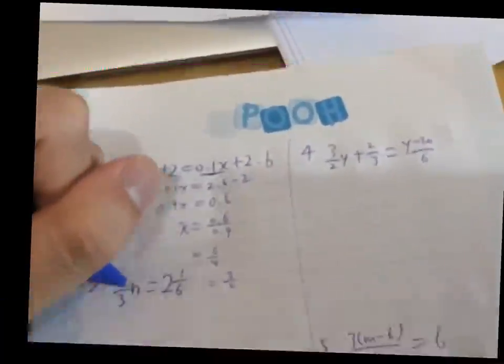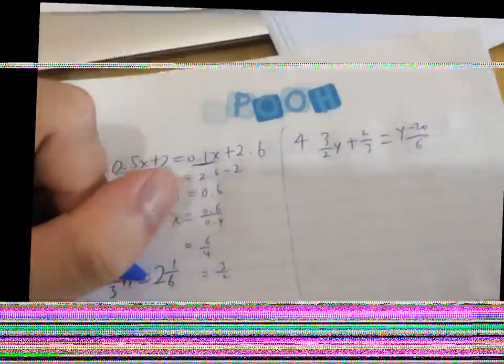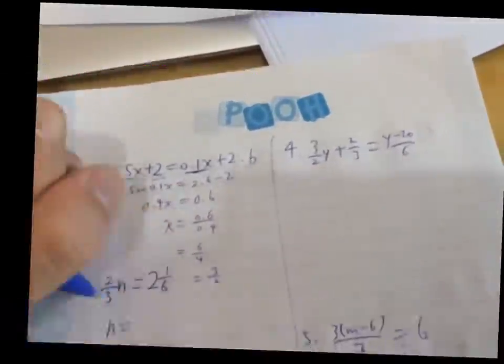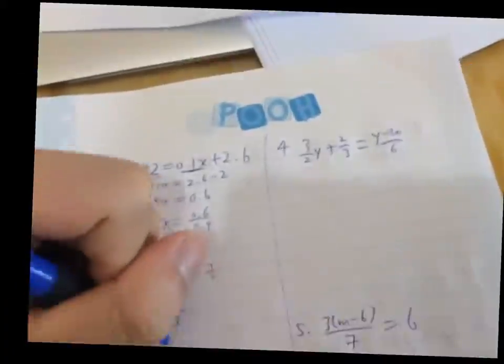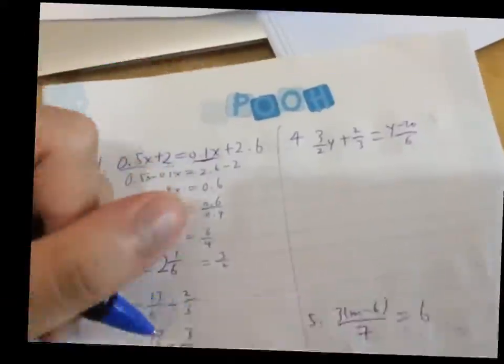And n times 2 over 3 equal to 2 and 1/6. You can divide 2 over 3, this 13 over 6, to the right hand side. So it will be like this, and you can cancel out, it will be 13 over 4.